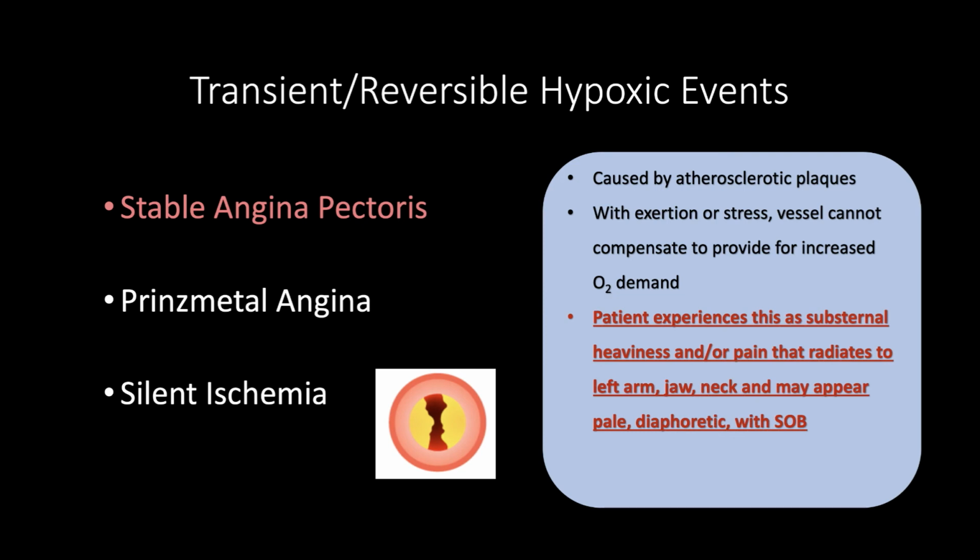So what you end up with is a patient complaining of chest pain or heaviness in their chest. It radiates to their arm, their jaw, their neck. They become pale, diaphoretic, short of breath. And this is what you'll see. But they're considered stable because if they rest, if they sit down and they chill out, we have nitrates, sublingual nitroglycerin tablets that you'll see patients will have to relieve the pain.